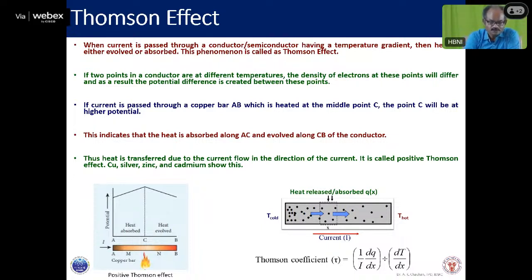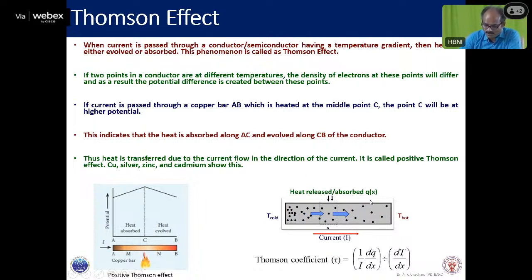Now comes the Thomson effect. Suppose you have a material in which you have already established a temperature gradient, and you start passing a current. When a current is passed through a conductor or semiconductor which already has a temperature gradient, heat is either evolved or absorbed. This phenomenon is called the Thomson effect.